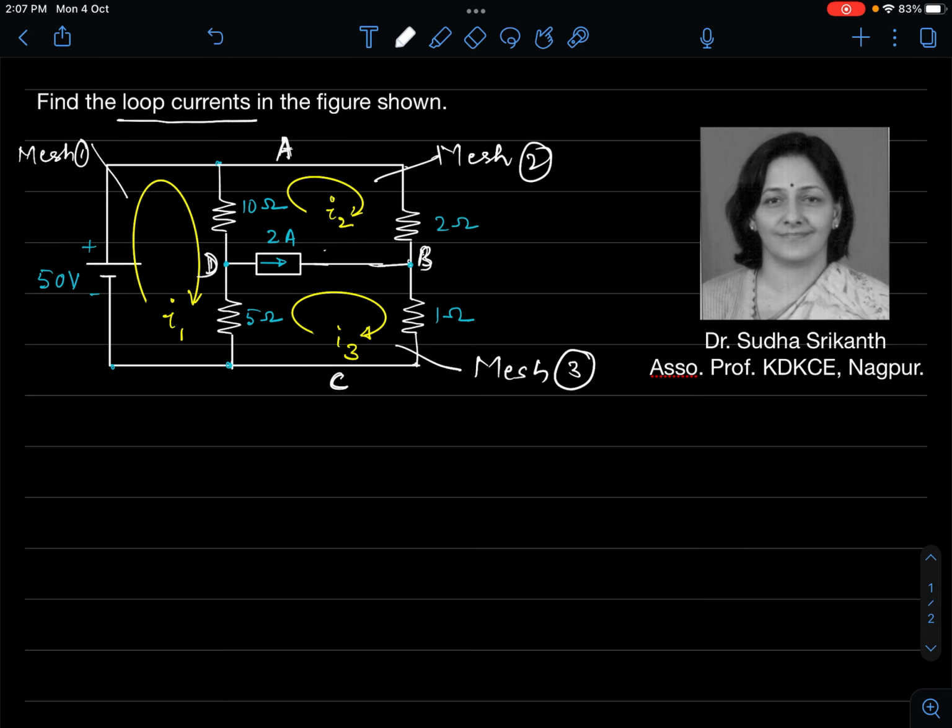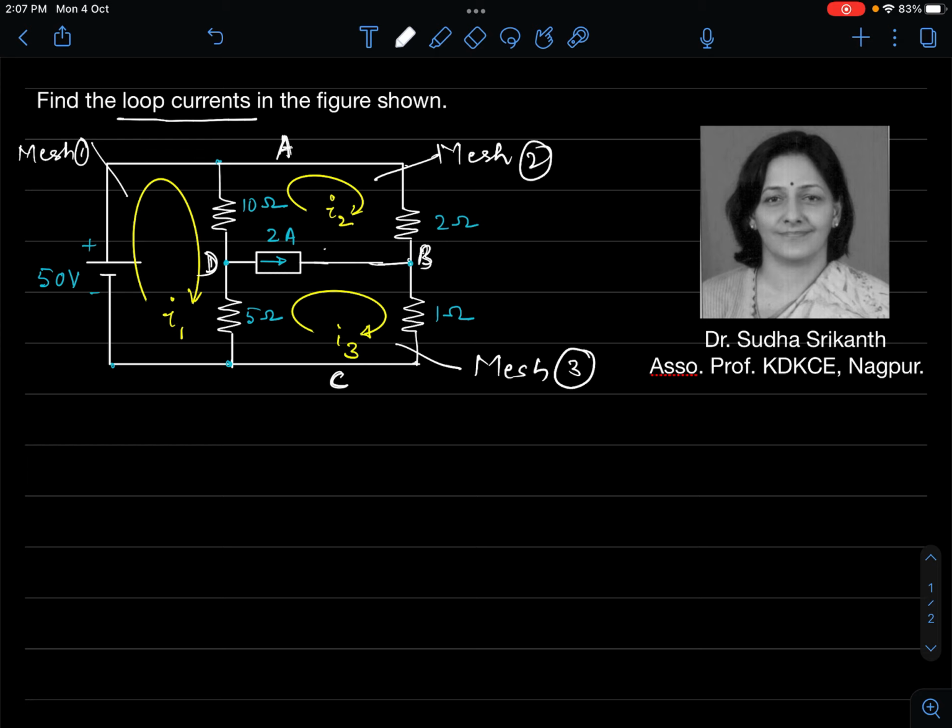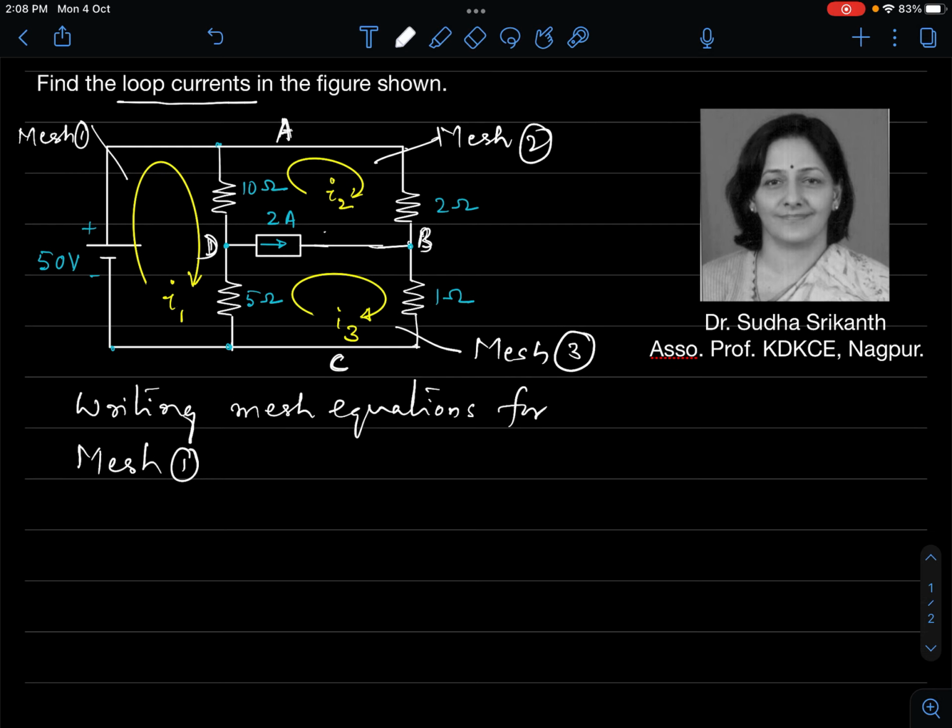Okay, now we will try to write the mesh equations. So what I do is, I'll try to write it by first principle. Okay, so we will be writing the mesh equation for my mesh number 1. I will write mesh 1 first. Okay, how do I do it? I'll do it by first principle.